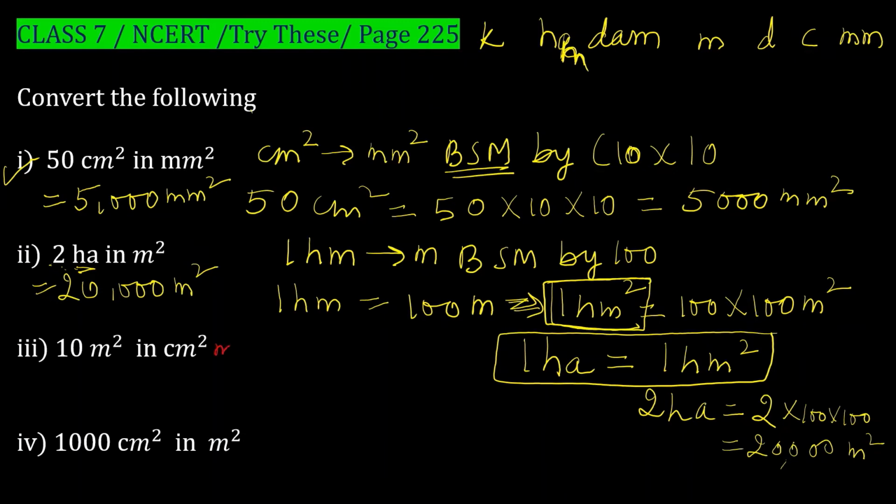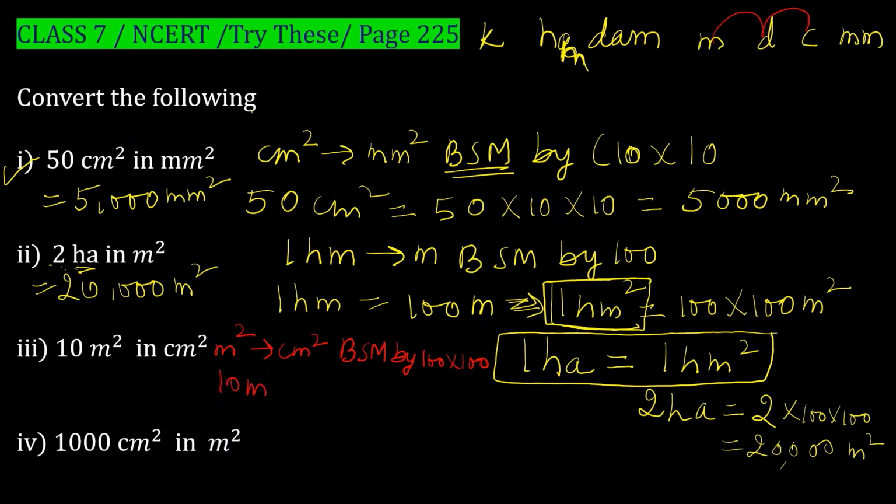Now we have next example where we have 10 meter square to centimeter square. So meter to centimeter, that means we are converting from big unit to small. So big to small, BSM. By which we should multiply? Meter to decimeter, decimeter to centimeter. 2 jumps. That means we will multiply by 100. But here it is a meter square. So we will multiply by 100 into 100.